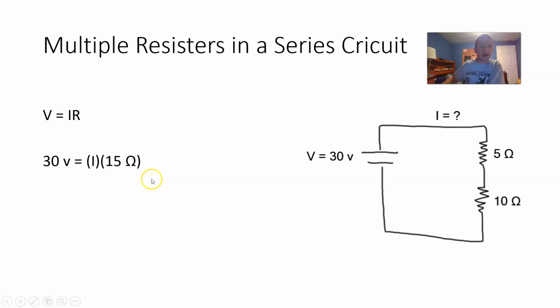Now we divide the right side by 15, divide the left side by 15. The 15s on the right side will cancel. You'll end up with an equation that looks like this: 30 divided by 15 is going to equal I, or current. And your current will be 2 amps. 30 volts divided by 15 ohms equals 2 amps. That is how much current is running through this wire.